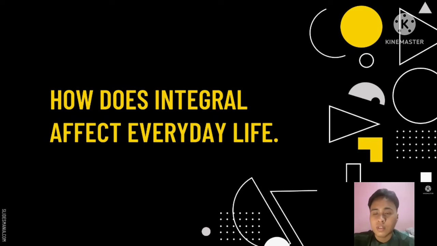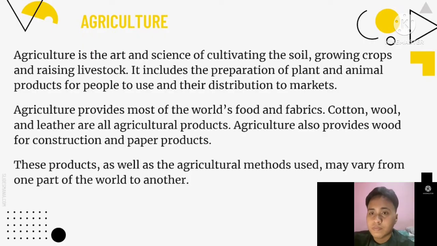Today I will be the next presenter on how integral affects your everyday life. We took an example in agriculture on integral. Agriculture is the art and science of cultivating the soil, growing crops, and raising livestock. It includes the preparation of plant and animal products for people to use and their distribution to market.